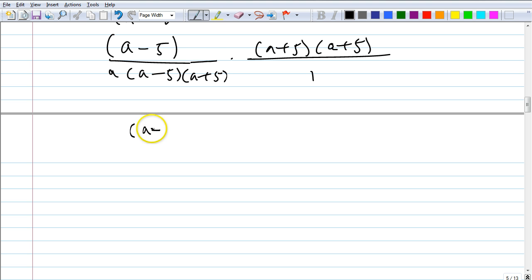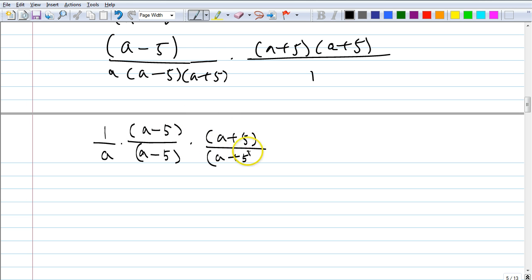A minus 5 over A minus 5. Is that okay? Oh, by the way, where is that A? It's 1 over A, right? So notice it's all multiplication. Notice every operation between these polynomials is multiplication. Actually, this is not a binomial. Times, what else could we have here? A plus 5 over A plus 5. So I want you to write this step, even though it may take a little long. Am I done?